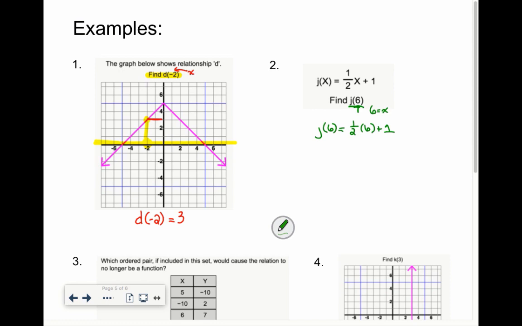So that's how you're going to set that up. The j of 6 doesn't do anything. You can't do anything with it. And then you evaluate the rest of it. So what's 1/2 of 6 plus 1? So 1/2 of 6 is 3, and 3 plus 1 is 4. So that means that j of 6 is equal to 4. And in GMM, you would just write 4. You don't write j of 6.